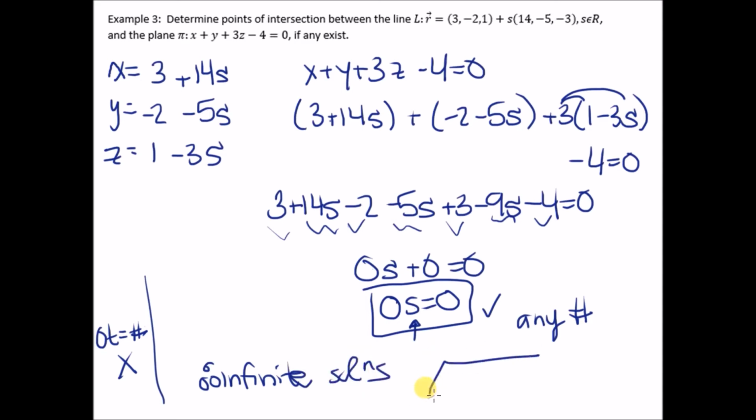This means that the line lies right on the plane. The line lies on the plane. And every single point on this line is a point of intersection.